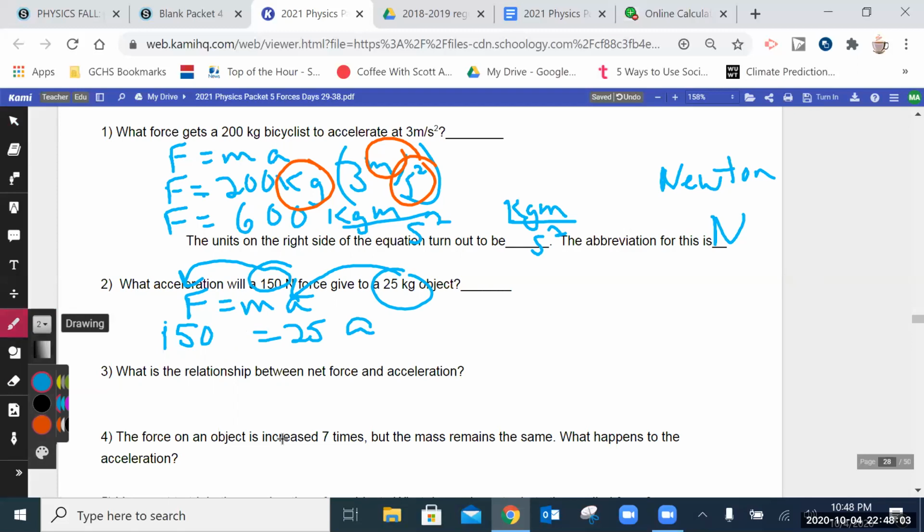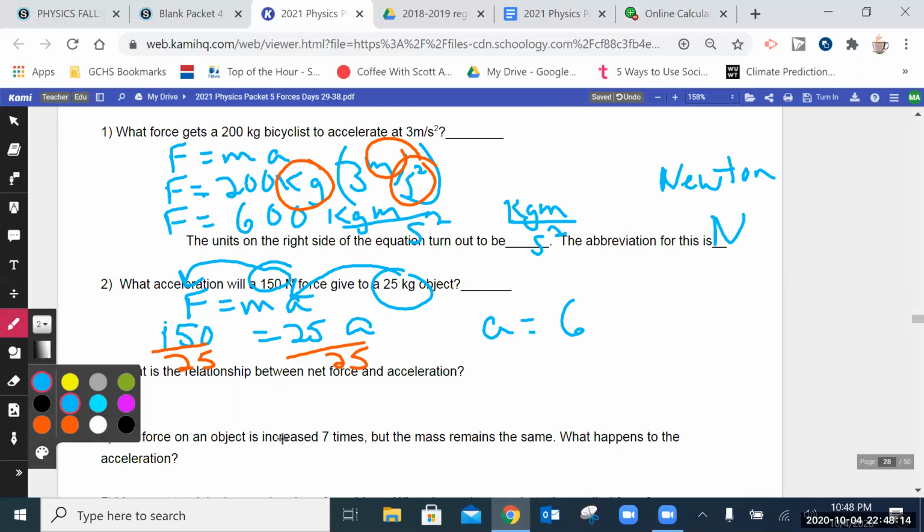So to figure this out, we divide both sides by 25. And we find out then that A is equal to 6. Now it's acceleration, and so the unit for acceleration in this class is always meters per second squared.